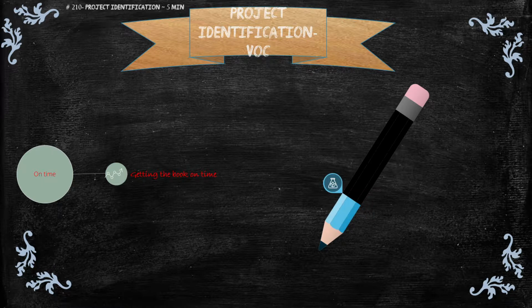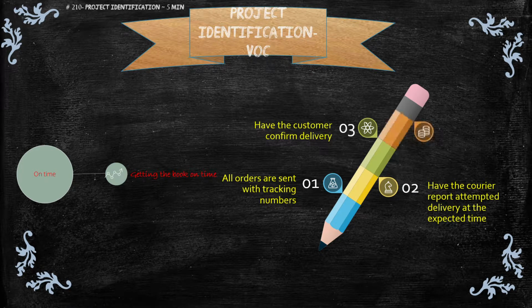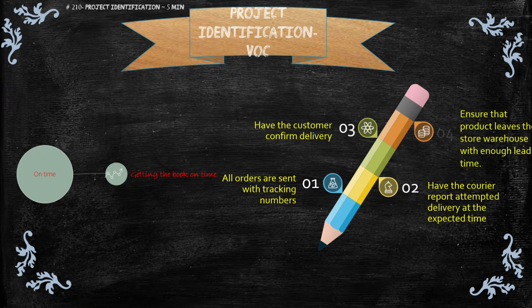Returning to our example, how does the online store convert the customer needs to actionables? The store needs to ensure that all orders are sent with tracking numbers, have the courier report attempted delivery at the expected time, have the customer confirm delivery, and finally ensure that product leaves the store warehouse with enough lead time.